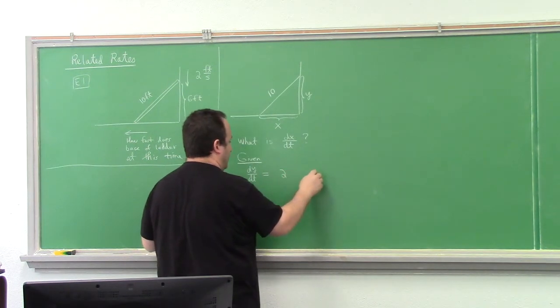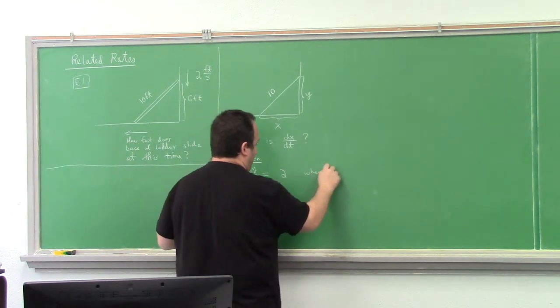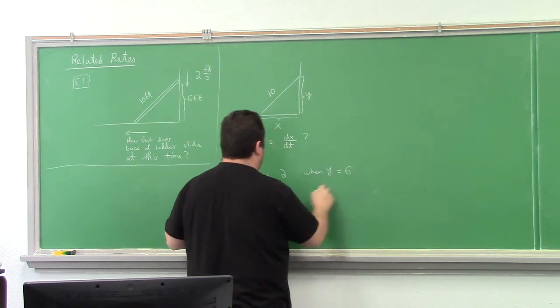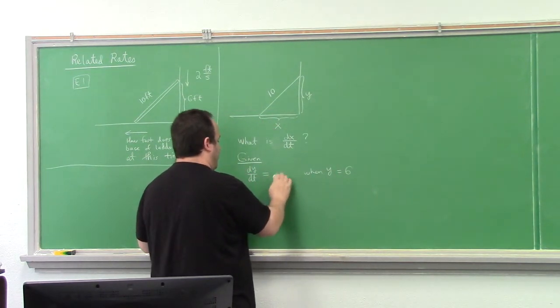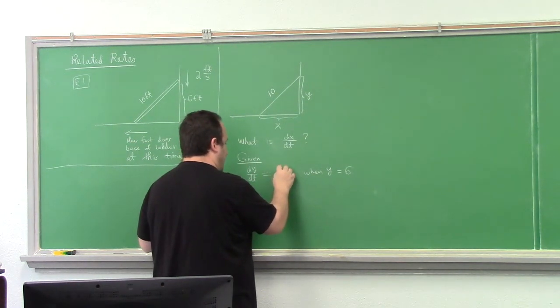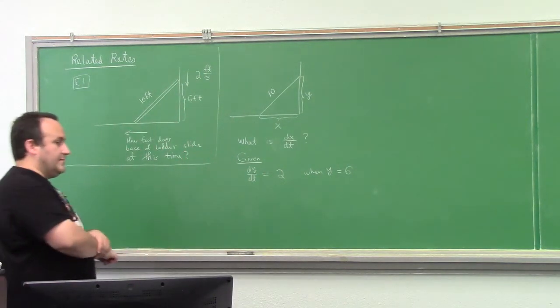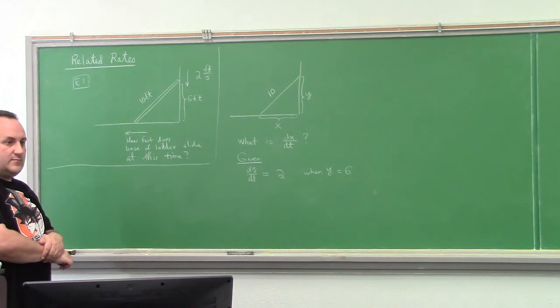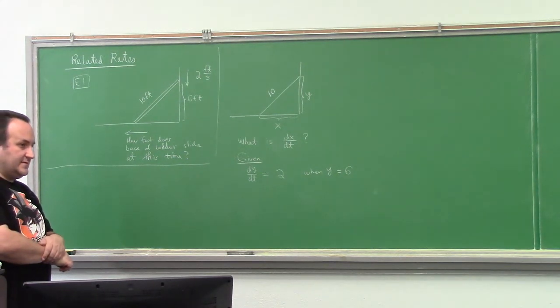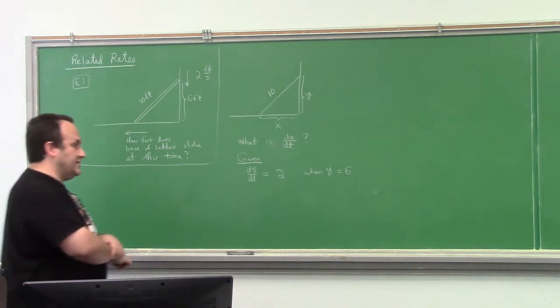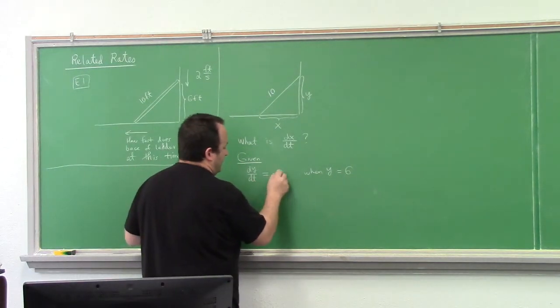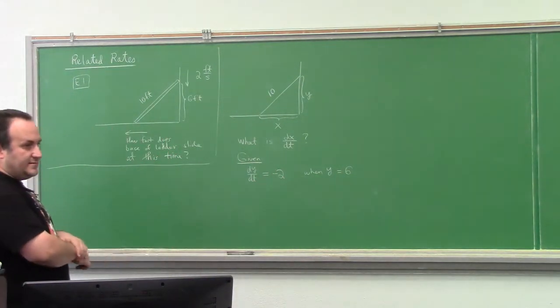Well, y is equal to 6. Fine, I can put in feet per second here. We're going to work in feet and seconds. But that's not actually right, because y is decreasing. So that means dy dt is minus 2. A little tricky, but that's that.